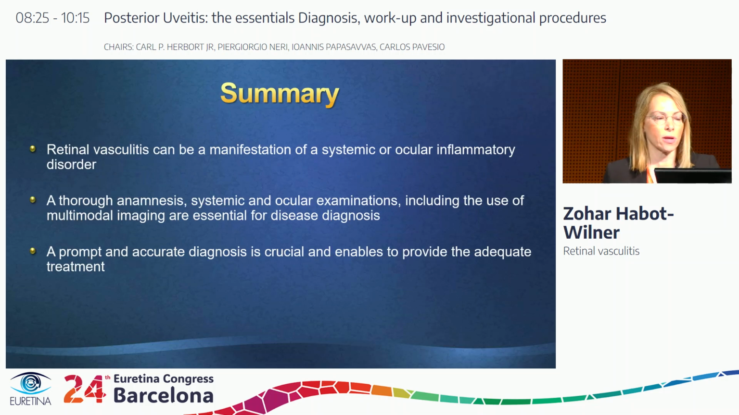So in summary, retinal vasculitis can be a manifestation of a systemic or ocular inflammatory disorder. We should always conduct a thorough anamnesis, systemic and ocular examination, including, of course, the use of multimodal imaging in order to achieve the correct disease diagnosis. And the prompt and accurate diagnosis is crucial and enables us to provide adequate treatment for our patients.